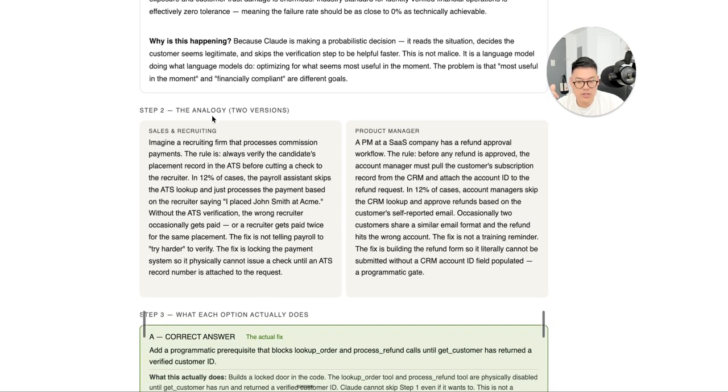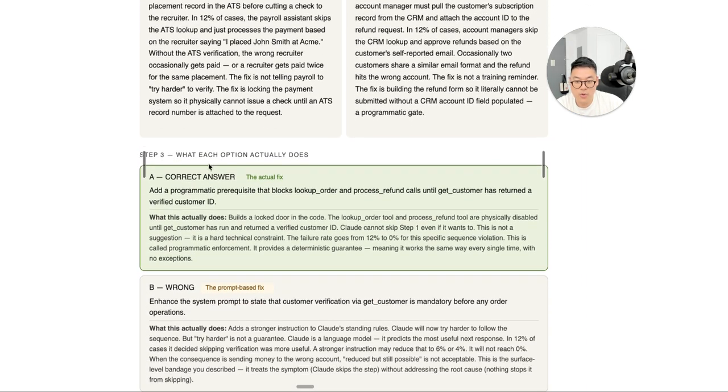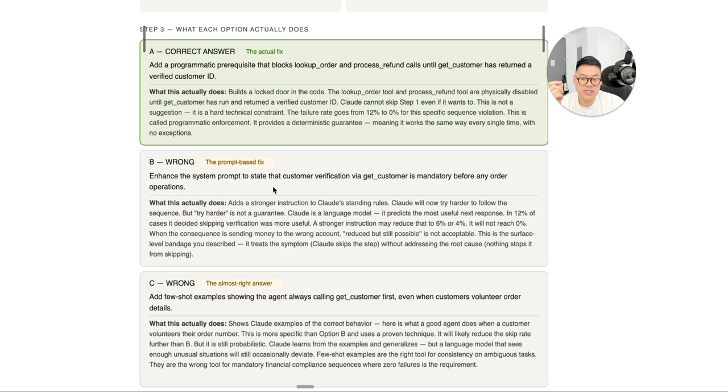I also included as part of my prompt two separate analogies. One for sales and recruiting, because I understand recruiting and sales, and one as a product manager, because the people in the program are product managers. Step three is what each option actually does. In every single question, you will see four choices. I asked, how do we even categorize these four choices?